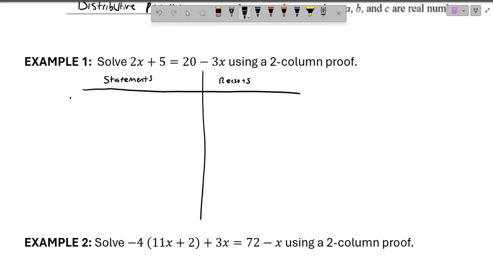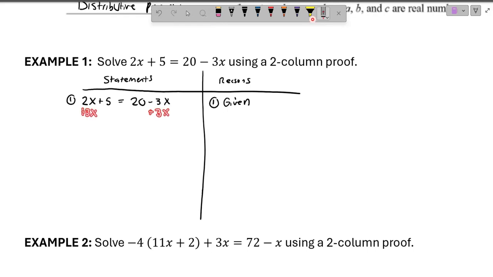On the left-hand side, we're going to start with our original equation, 2x plus 5 equals 20 minus 3x. We're going to call this our given statement. This is what was given to me at the beginning of the problem. And now the question is, what can I do to solve this equation? There are, of course, many different ways of doing this. The first step is probably that you're going to add 3x to both sides.